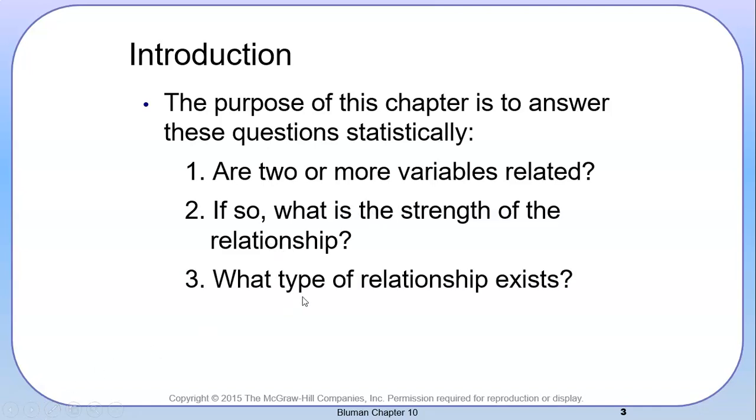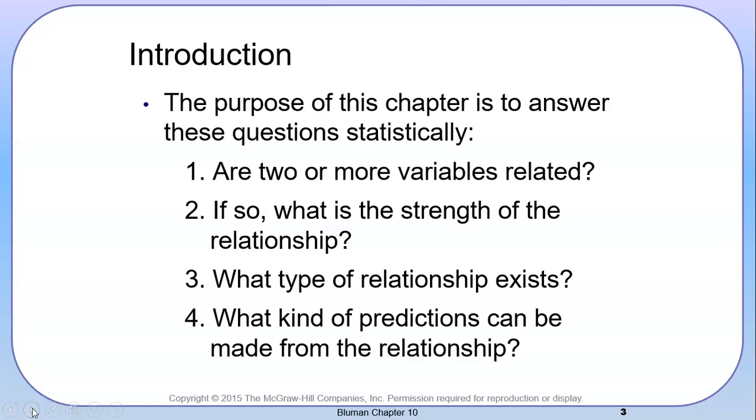And the next one is, what type of relationship exists? For example, is it a positive relationship, a negative relationship, or no relationship at all? Those are the types of relationships. And number 4, what kind of predictions can be made from the relationship? This one we will use regression analysis.